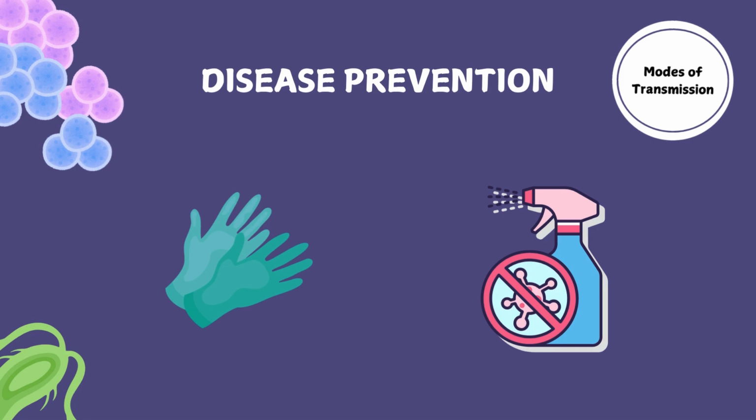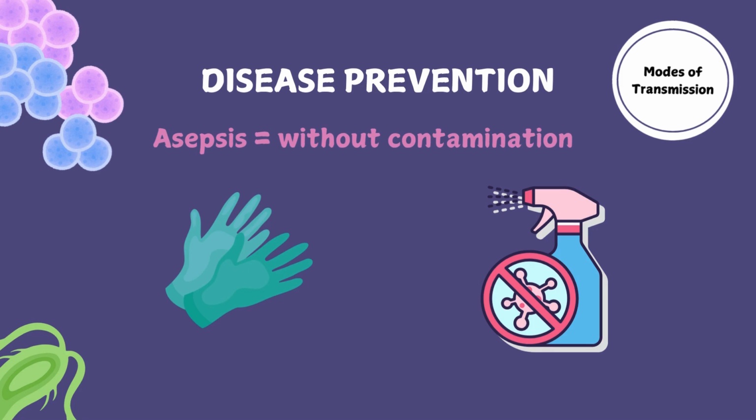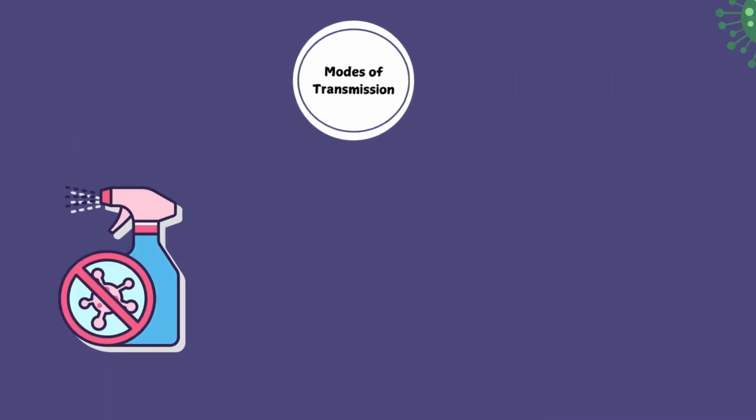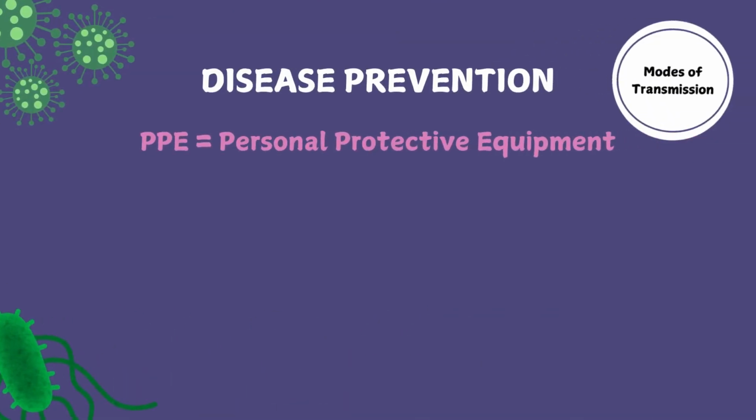In surgical settings, asepsis ensures that the area and tools used are free from harmful microorganisms. By maintaining strict cleanliness and sterility, healthcare providers can significantly reduce the risk of infection during medical procedures, safeguarding both patients and staff. The use of PPE, or personal protective equipment, is critical in preventing the spread of infection.